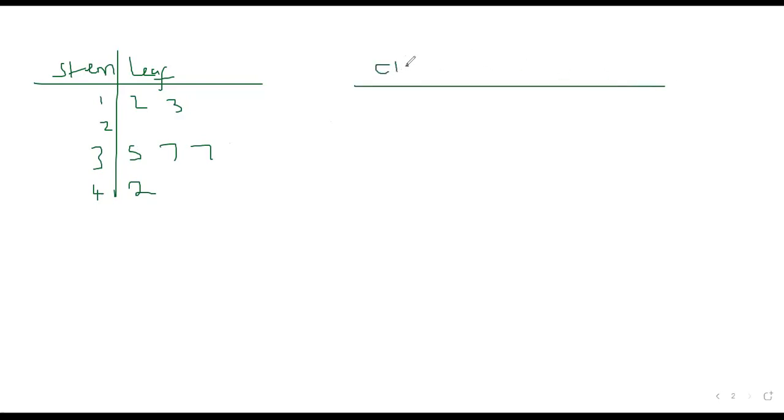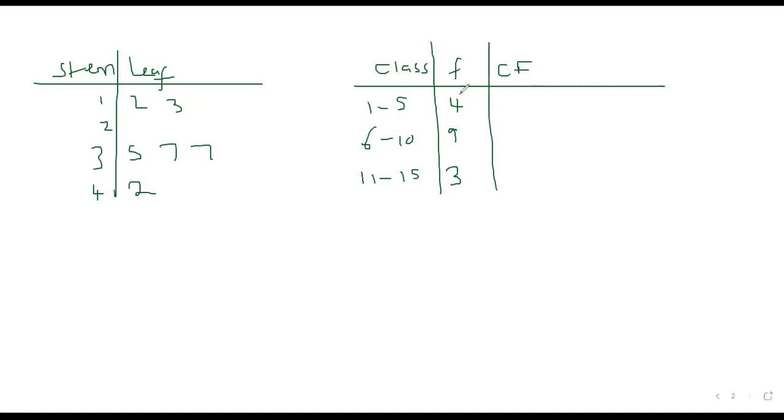We'll also look at what is called the frequency distribution table. It has classes, for instance, 1 to 5, 6 to 10, 11 to 15. And we have frequencies like 4, 9, 3. This is a frequency, and the cumulative frequency is an add-on. You bring the 4 there, you add it to the 9, you get 13, you add it to the 3, you get 16. So this is called a frequency distribution polygon.